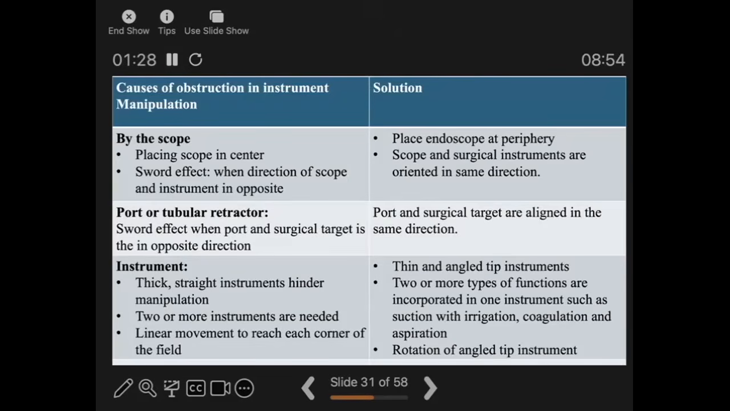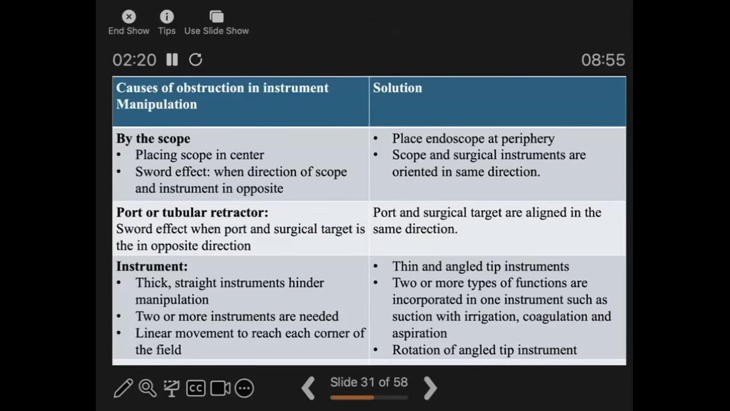as the instruments. The port may block instruments if its axis is in the opposite direction to the surgical target, again creating a sword effect. Aligning the port and the surgical target in the same direction helps in maintaining smooth access. The other is the instrument related obstruction.